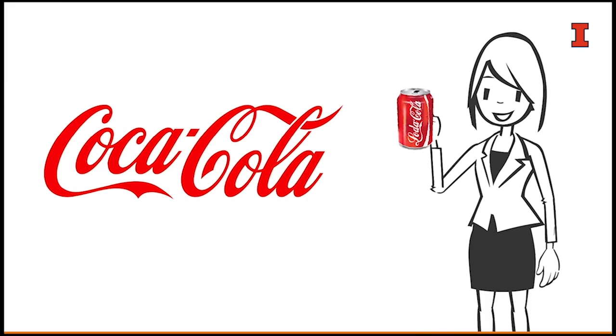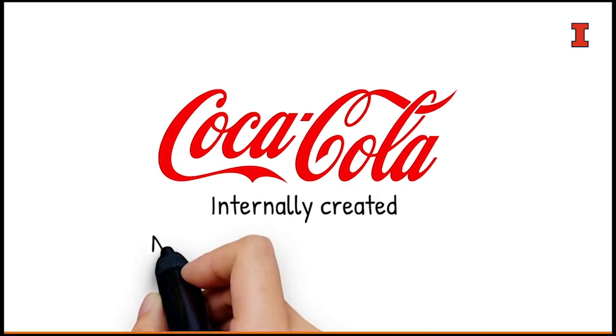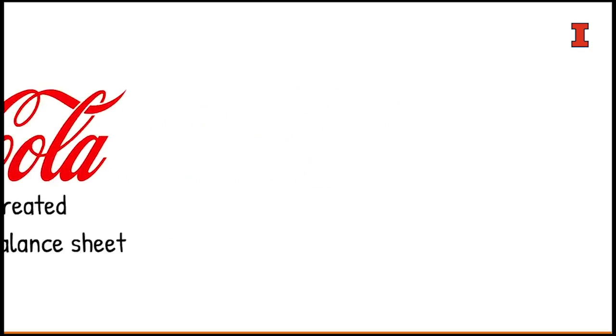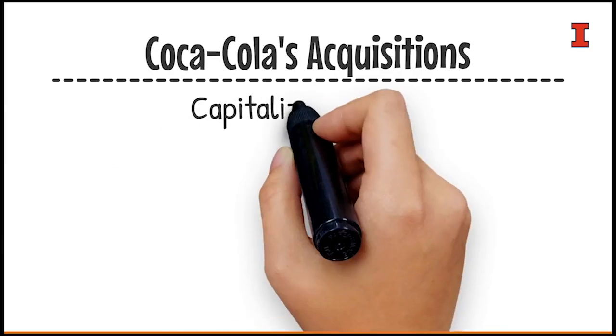For example, the soft drink company Coca-Cola has one of the most valuable trademarks in the world. It's built up and nurtured over decades of marketing and consumer satisfaction initiatives. However, Coca-Cola has internally created this intangible trademark of Coca-Cola. So technically, this trademark name is not an asset on Coca-Cola's balance sheet, and thus it is not amortizable.